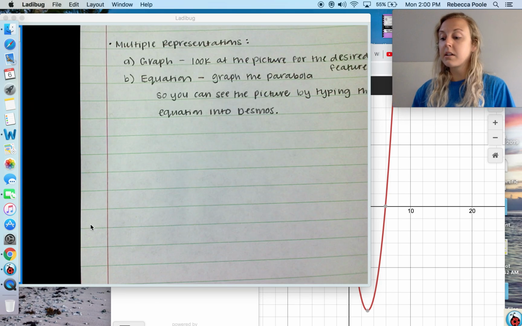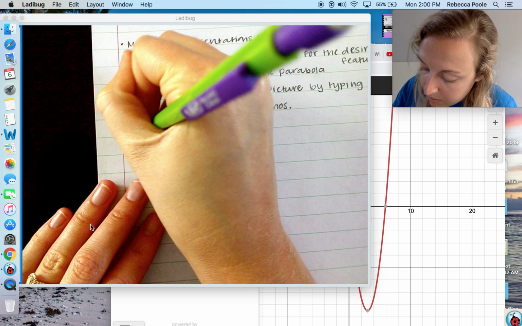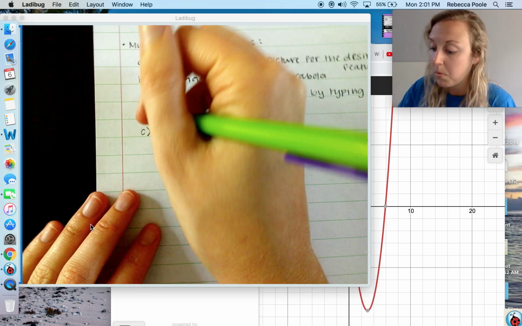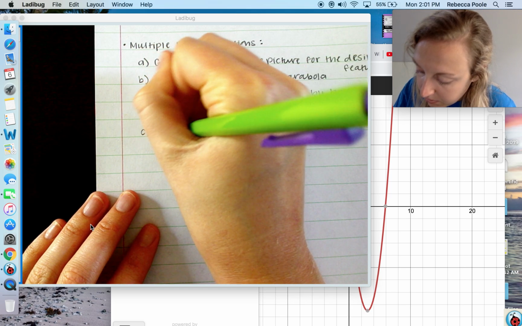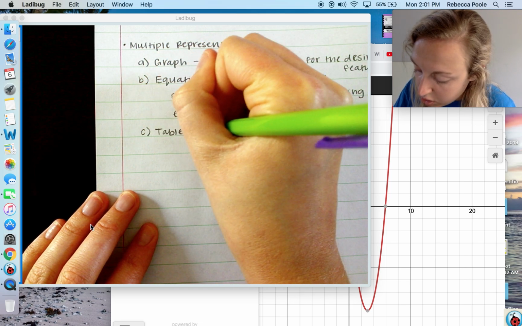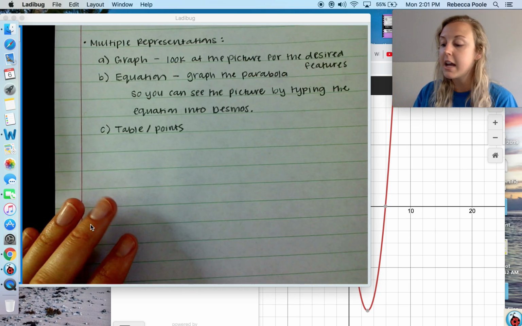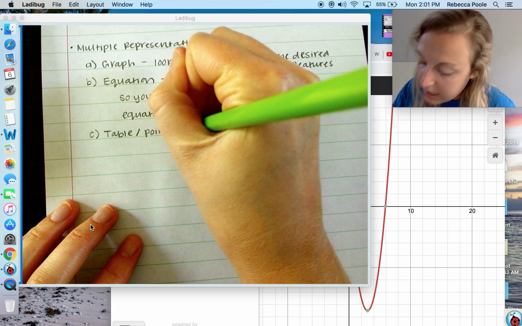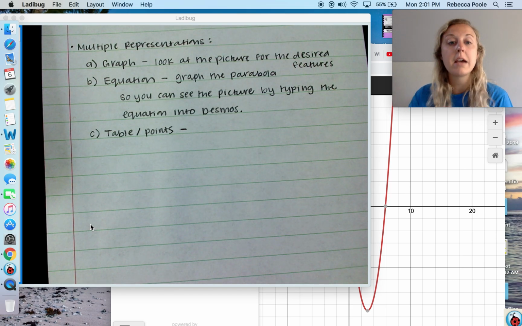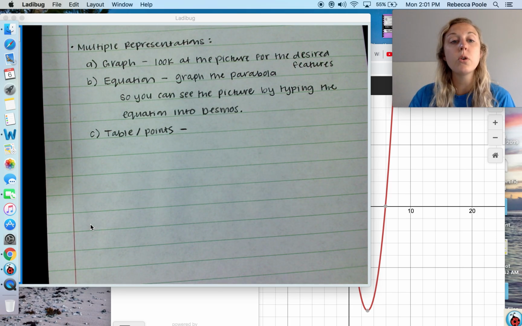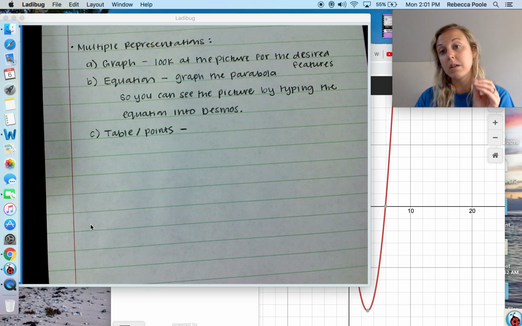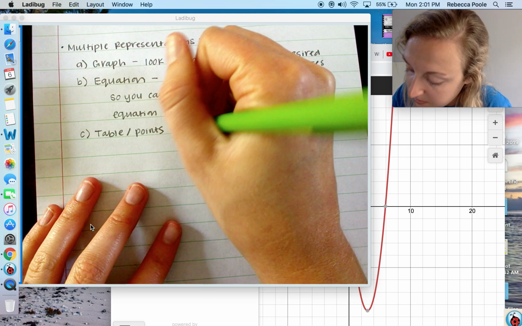So that brings us to our third and final representation, which is a table. And I'll say table / points, because if they give you data points, you could put those in as well, all right? So if they give you a table or points, there's a few things that you have to do before you can actually physically see the picture, okay? So we're going to use Desmos for this.